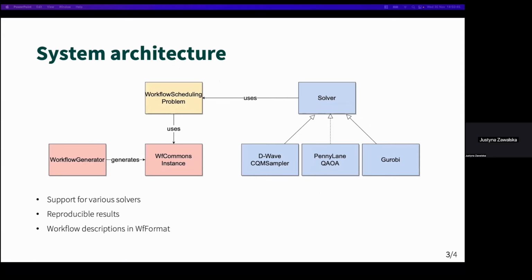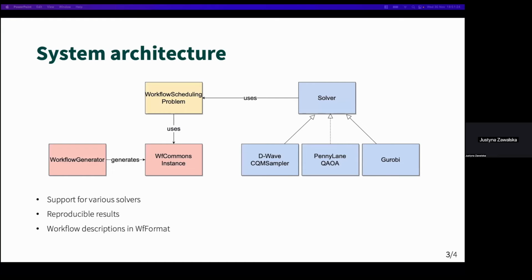The system architecture is as follows. To create a workflow scheduling problem, we use a workflow instance in a WfFormat. Apart from using the workflow generator that is available from the WfCommons framework, we also created a workflow generator that can create very small workflow instances. It was necessary to create such a generator because apart from workflows with many tasks, we also need to have workflows with a small number of tasks to fit the architecture of current gate-based quantum computers.